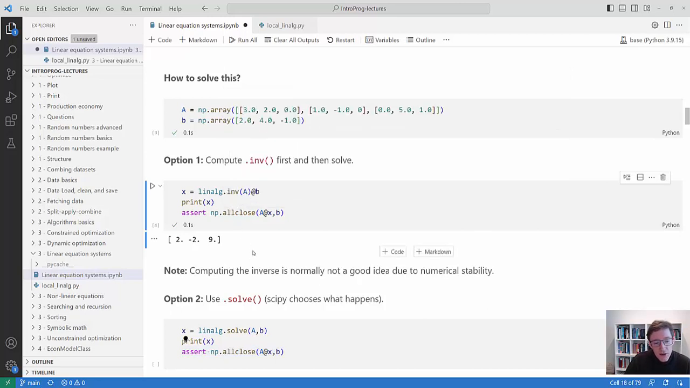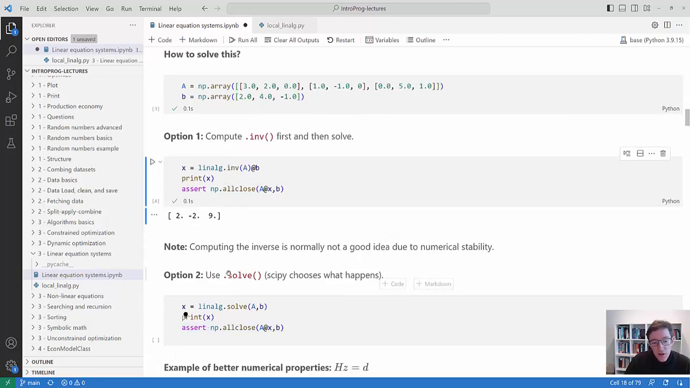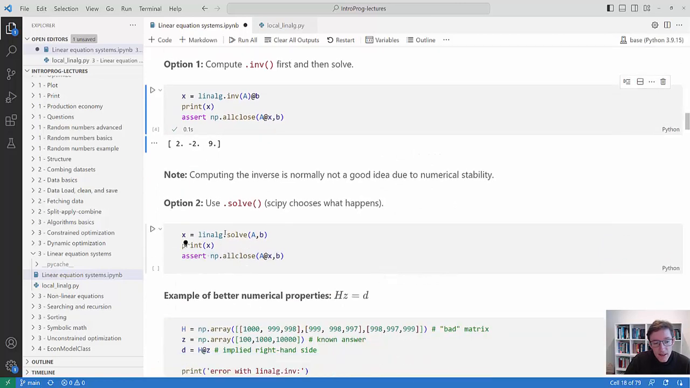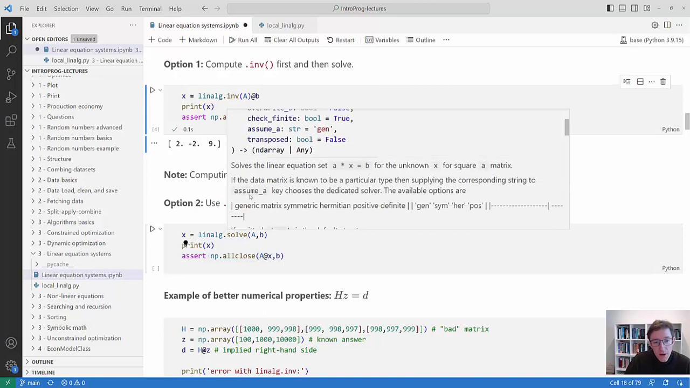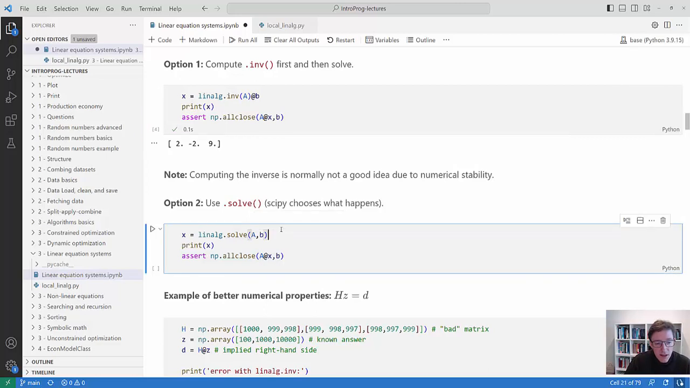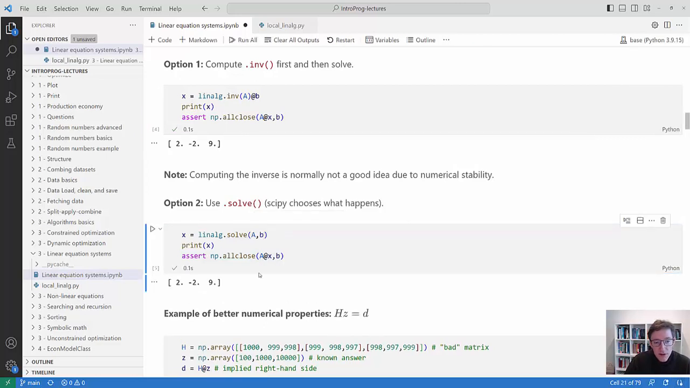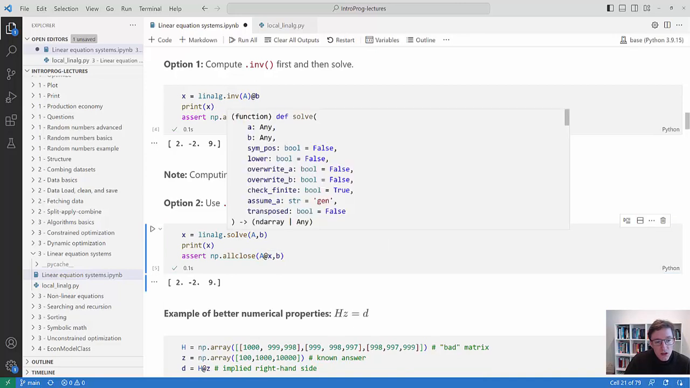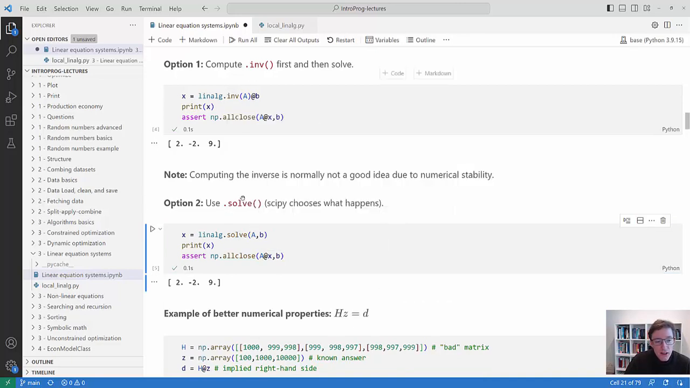So actually it's better to use a direct solve method, which is in scipy.linalg. We simply say that you want to solve the linear equation system A times X equals B, and you give it the A matrix and the B vector. And then you print out the solution, and we check that we get the right solution. So these two things give the same results here, but sometimes this solve method might be better.